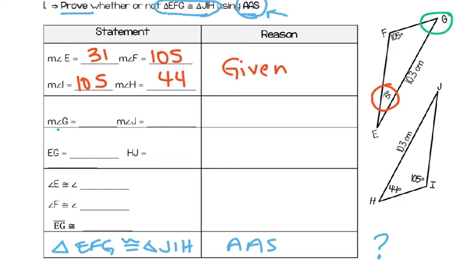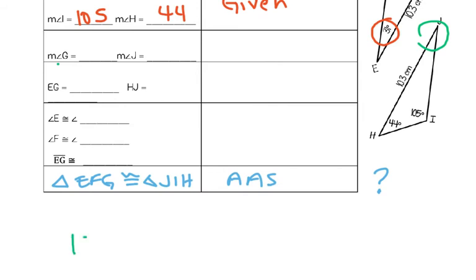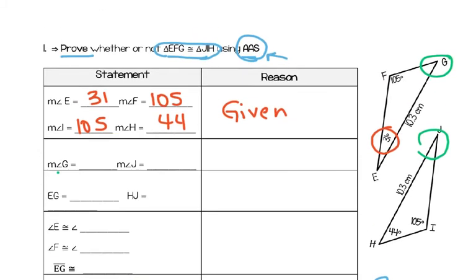Now the next part says the measure of angle G is equal to what? How can I figure out G? Since the angles in a triangle add to 180, I can say 180 subtract 105 and subtract 31, and whatever's left is what's going to be left for that other angle. I do the math and I get 44 degrees. So the measure of angle G is going to be 44.